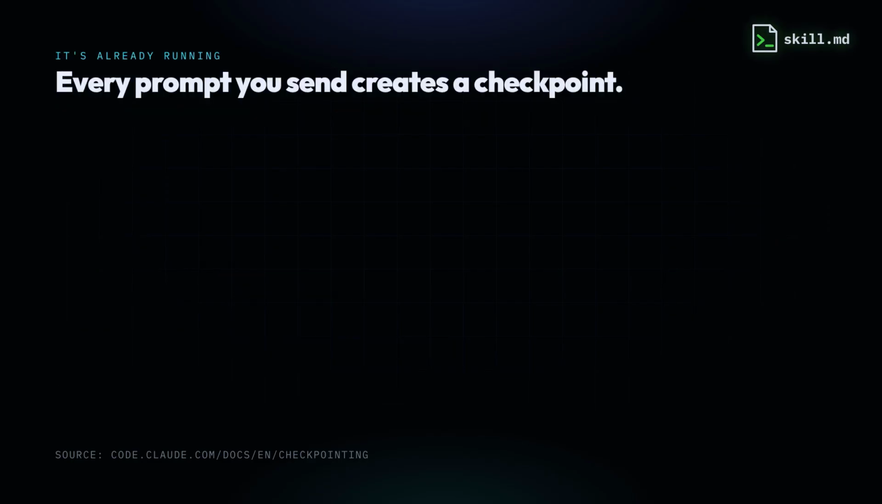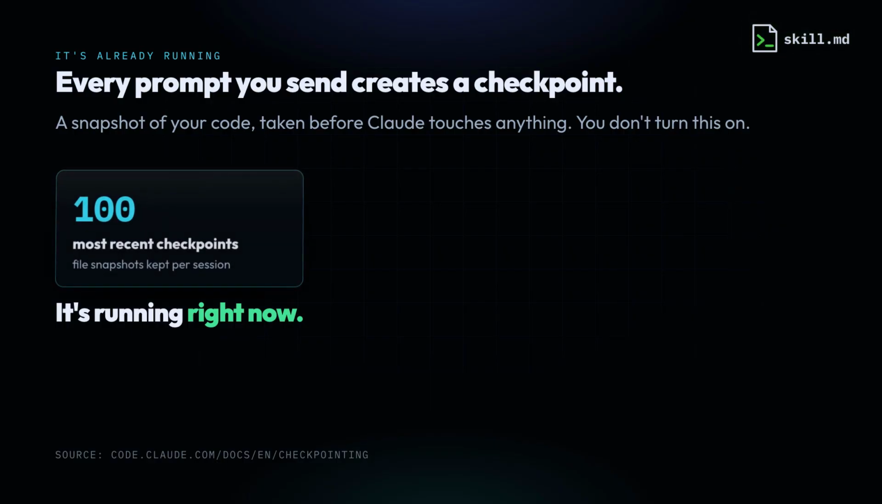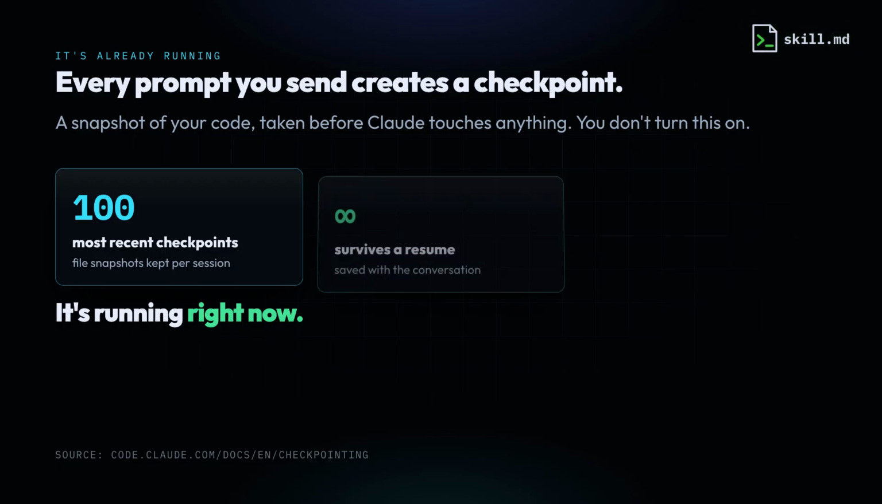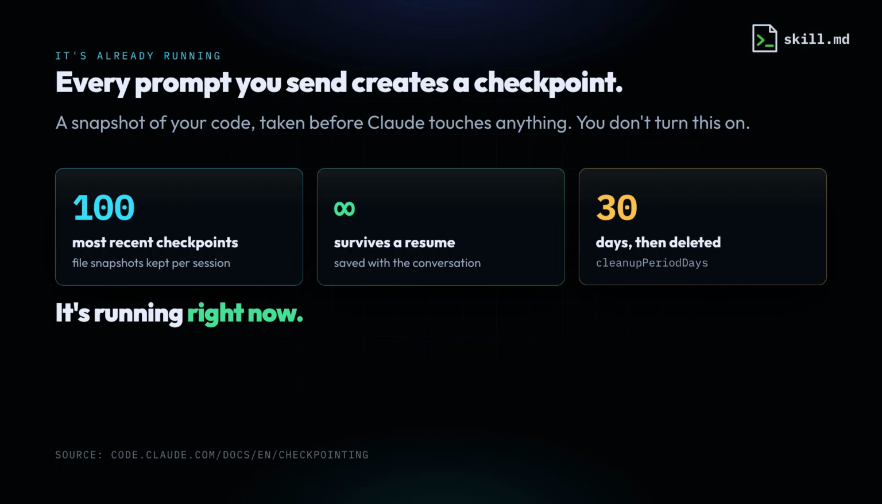Here's what's already happening. Every prompt you send creates a checkpoint, a snapshot of your code before Claude touches anything. You don't turn this on. It's running now. Claude Code keeps the file snapshots for the 100 most recent checkpoints in a session, and it saves them with the conversation, so you can still rewind after you resume a session tomorrow. They're deleted along with the session after 30 days, and you can change that with cleanup period days.